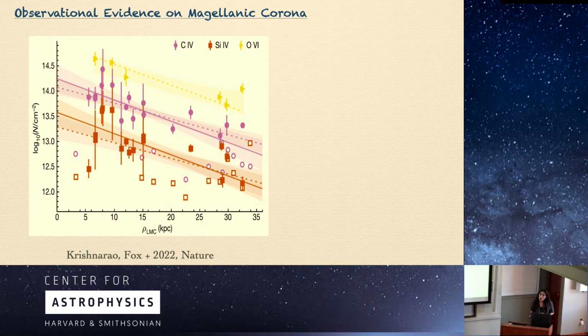And observational evidence of the warm-hot phase of the LMC CGM, also known as the corona of the LMC, has indeed been found recently by Krishna Rao 2022. What they found is a declining radial profile for the collisionally ionized gas traced by C4, Si4, and O6, as distance from the LMC increases, which is a characteristic signature of the CGM of a galaxy. The authors found a temperature of 10 to the power 5 Kelvin for this warm-hot phase, volume-filling CGM. They also found evidence for 10 to the power 4 Kelvin cool gas.